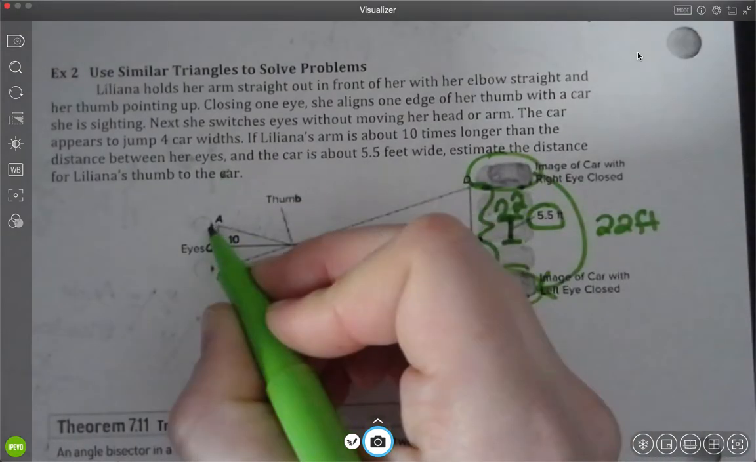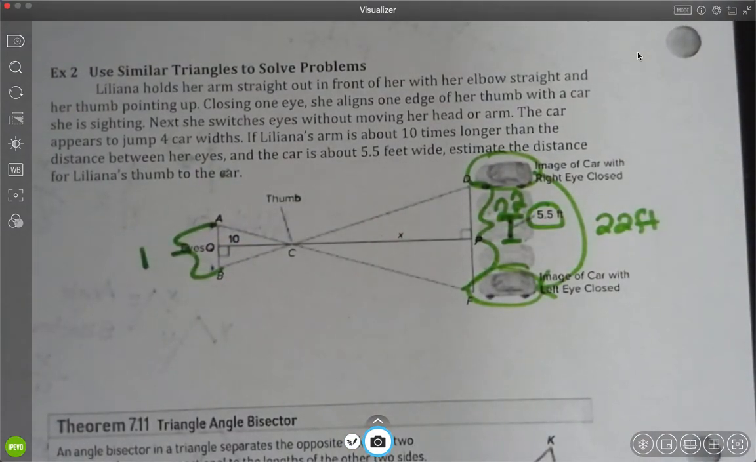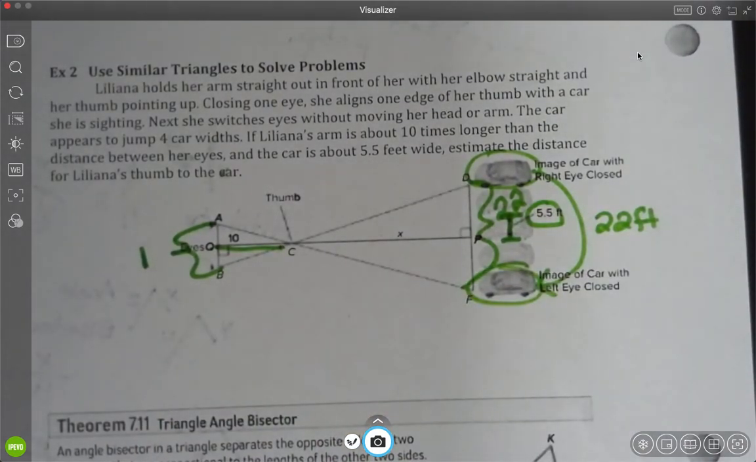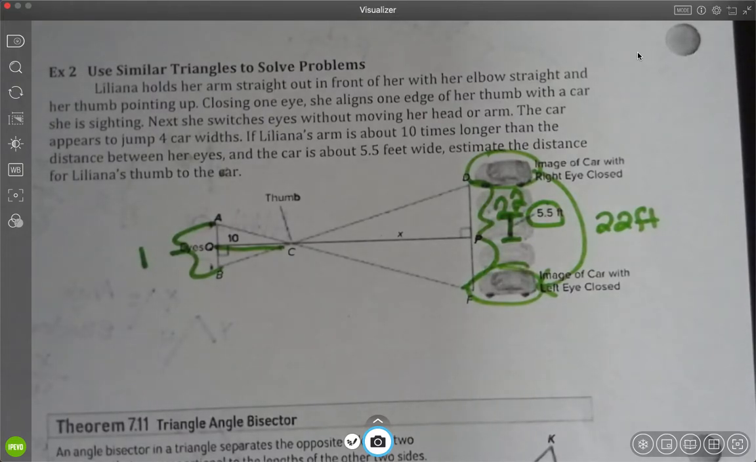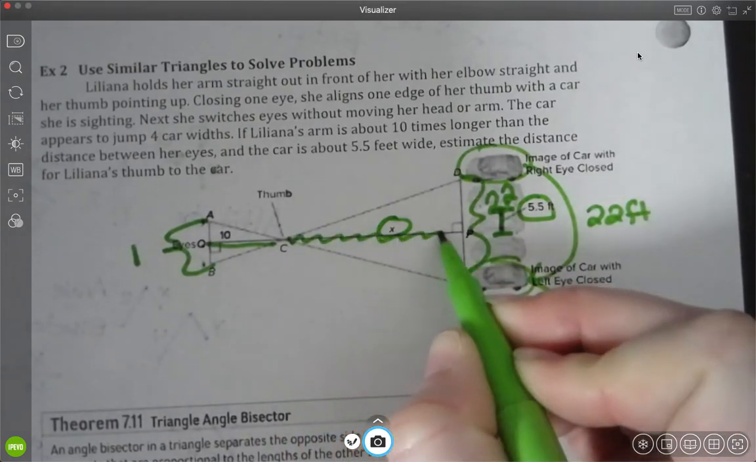So that means this guy right here, we're going to write it as a 1. That doesn't mean 1 centimeter, that means 1 scale factor, right? From here to here is 10. So maybe it's 3 inches and 30 inches. Or maybe it's 4 inches and 40 inches. Or maybe it's, I don't know, 7 centimeters and 70 centimeters, right? It's a 1 to 10 ratio. Okay, they are wanting us to find this distance right here.